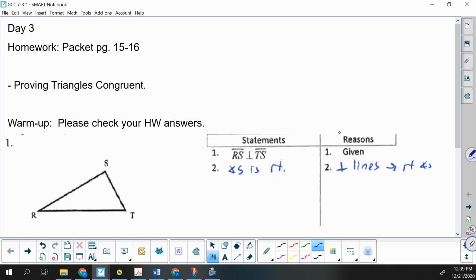There's no warm up. So our given, we have perpendicular lines. So over in our reason, we automatically want to put in our perpendicular lines one. Perpendicular lines implies right angles. Since we're pointing at right angles, we want to state which angle or angles are right angles. Well, if we look, RS and TS are meeting at S. So angle S is right would be our statement.